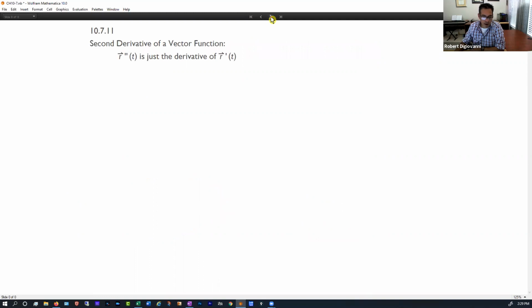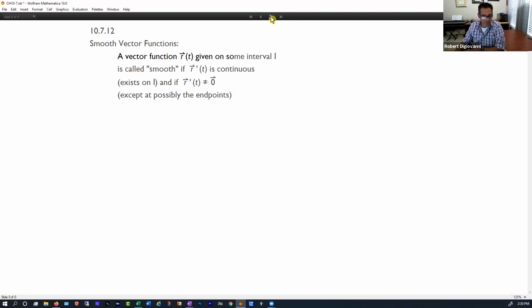All right, remember in Cal 1 we had second derivatives? We have second derivatives here. So the second derivative of a vector function is just the derivative of the first derivative. All right, so now we have a definition of what's called a smooth vector function. Do y'all remember what the second derivative told us in Cal 1? I know the first derivative tells you where you're going up and down, right? If your first derivative was positive, you're going up. First derivative was negative, you're going down.